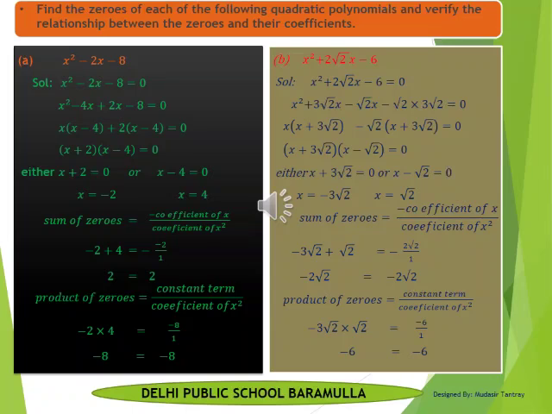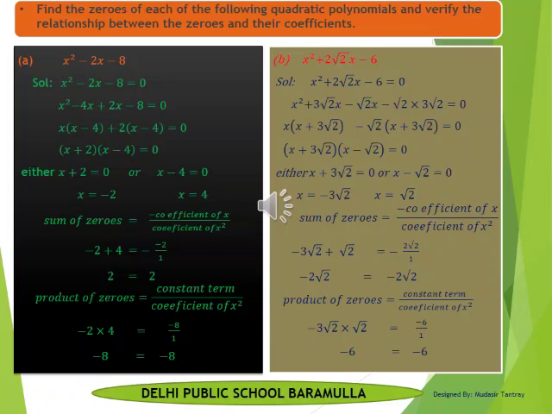Now, sum of zeros is equal to minus coefficient of x divided by coefficient of x square. Here we have the two zeros, that's minus 2 and plus 4. Take the sum of these two zeros: minus 2 plus 4 is equal to minus coefficient of x, which is minus 2, divided by the coefficient of x square, which is 1. It becomes minus into minus 2 divided by 1. Minus 2 plus 4 is equal to plus 2, and minus into minus is plus, so 2 by 1 is also equal to 2.